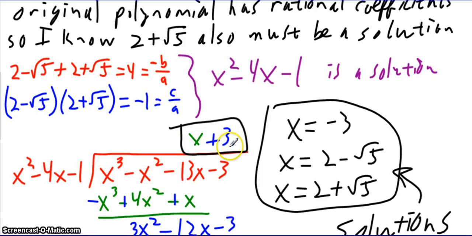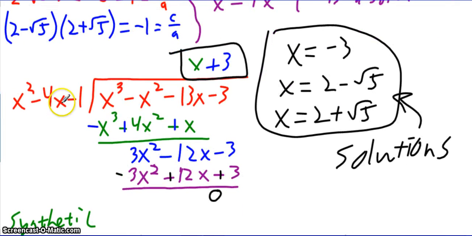Now to find the third solution, I did long division with x squared minus 4x minus 1, and you can see my work here. I ended up with a remainder of 0, and I got x plus 3 as a quotient. Therefore, x equals negative 3 is my solution. So my three solutions are x equals negative 3, x equals 2 minus root 5, and x equals 2 plus root 5.